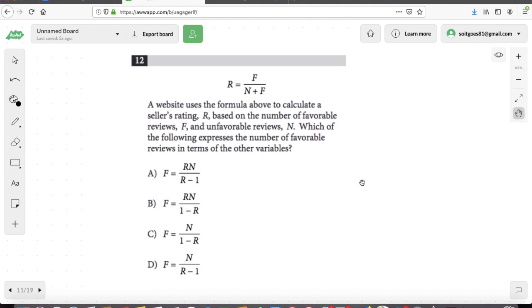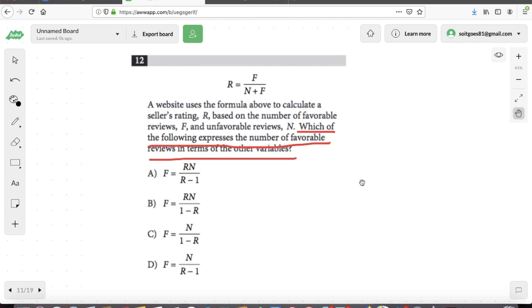Go ahead and read question number 12 for me. Just jump right into the question. Okay. A website uses the formula above to calculate a seller's rating R based on the number of favorable reviews F and unfavorable reviews M. Which of the following expresses the number of favorable reviews in terms of the other variable? Okay. What are we solving for here, Caden? Which of the following expresses the number of favorable reviews in terms of the other variable?